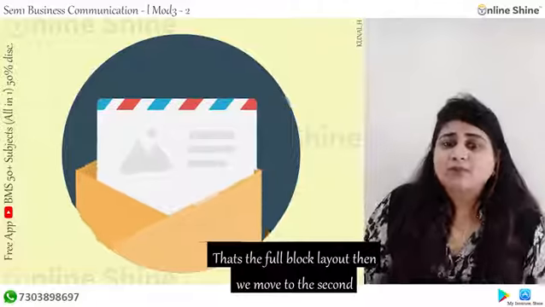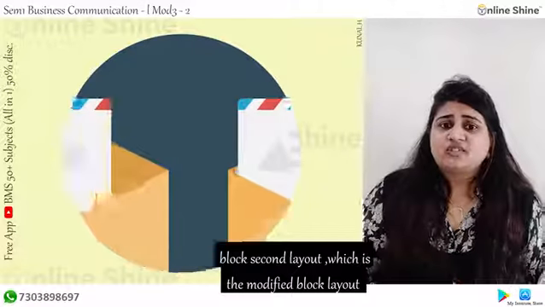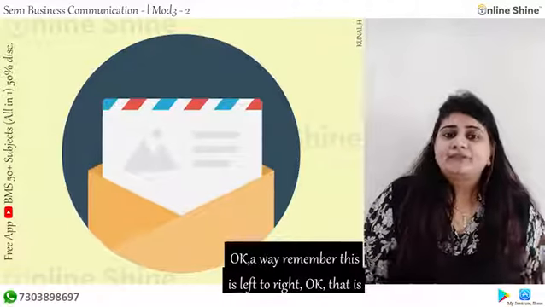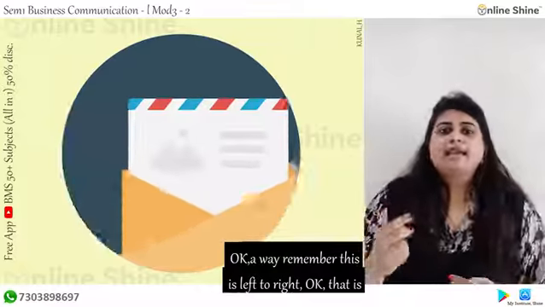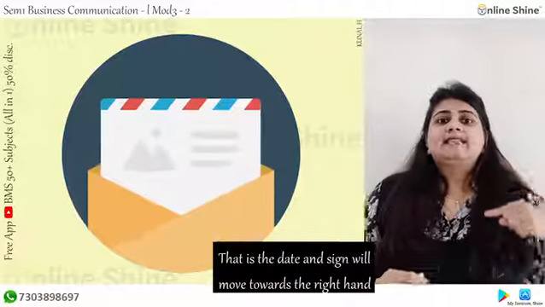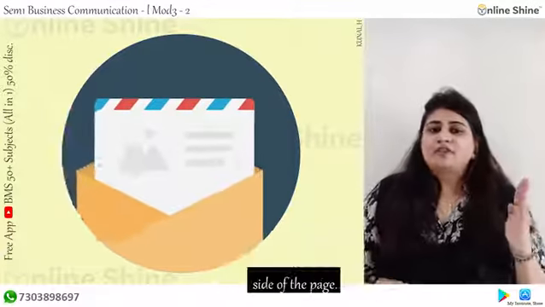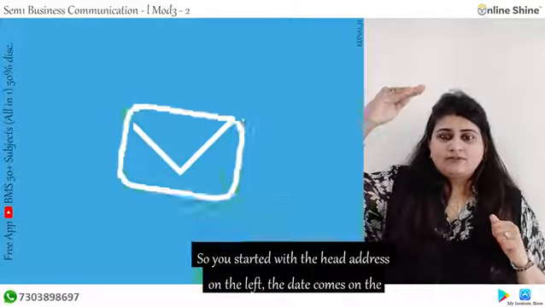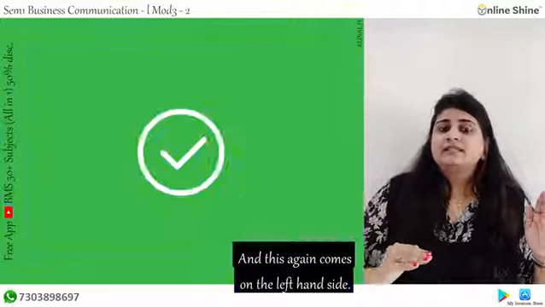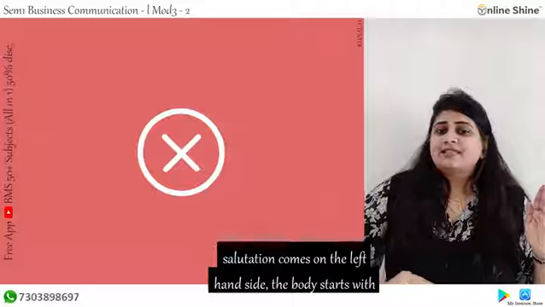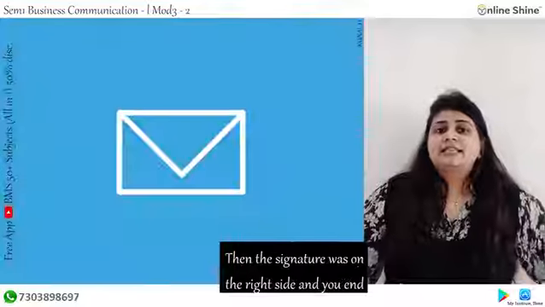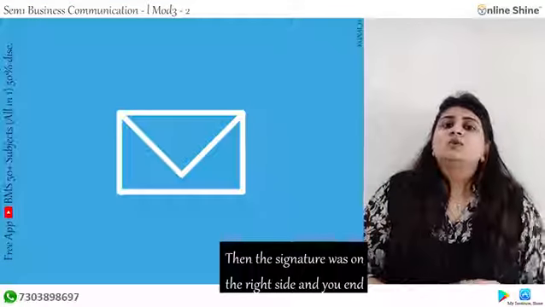Then we move to the second layout, which is the modified block layout. A way to remember this is left to right. That is 2 parts of the letter, the date and the sign, will move towards the right hand side of the page. So you start with the head address on the left, the date comes on the right hand side, the inside address again comes on the left hand side, the salutation comes on the left hand side, the body starts on the left hand side, the complimentary closure is on the left hand side, then the signature goes on the right side, and you end your letter.